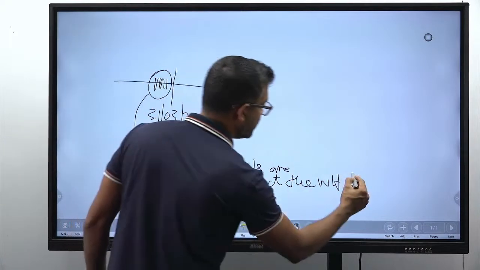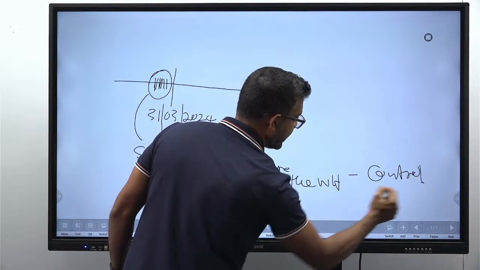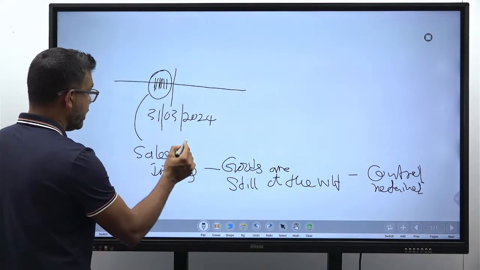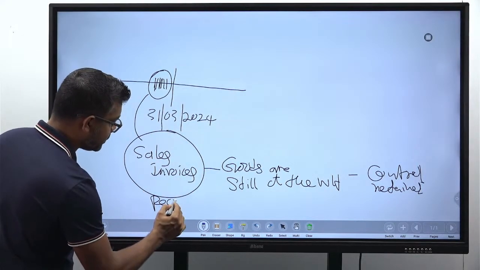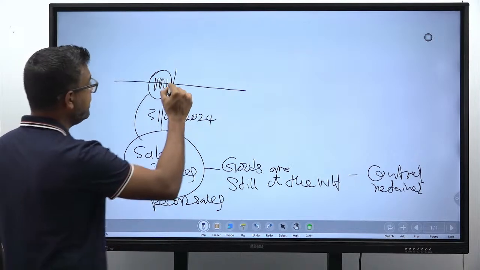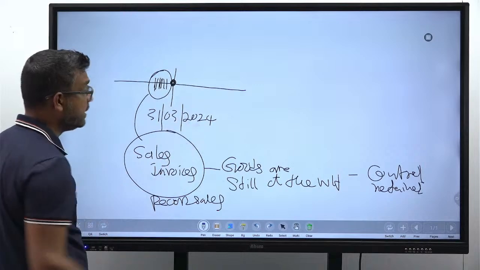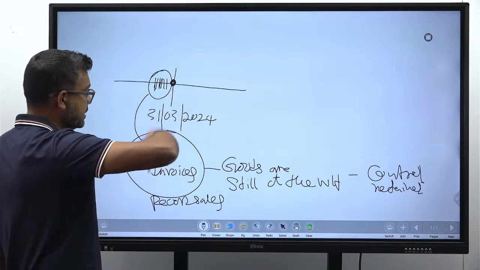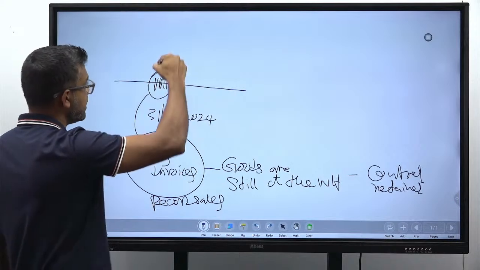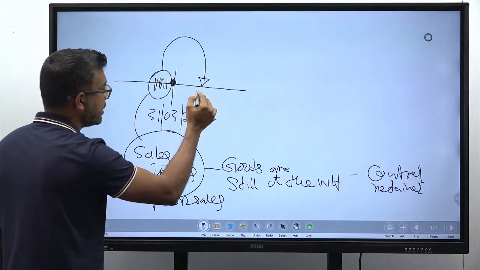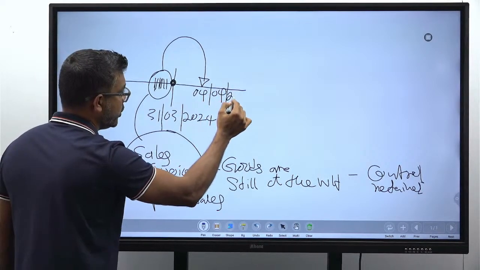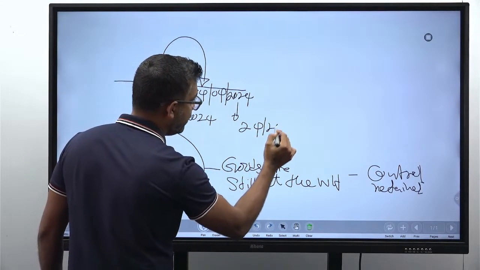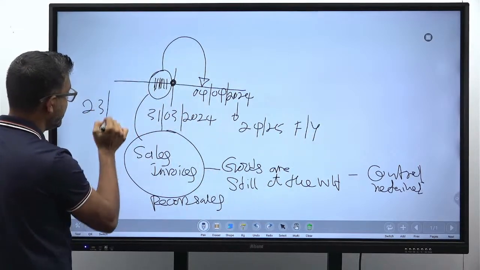Goods are still at the warehouse, meaning control is retained with you. Still control is with you, but you have created sales invoices and recorded sales. It's a non-compliance with cutoff because on this date, 31st March, no sale transaction happens. Actually, you cannot recognize revenue before 31st March. Sometimes these goods will be delivered, let's say 4th April 2024. So then these invoices belong to the 24-25 financial year, not the 23-24 financial year.